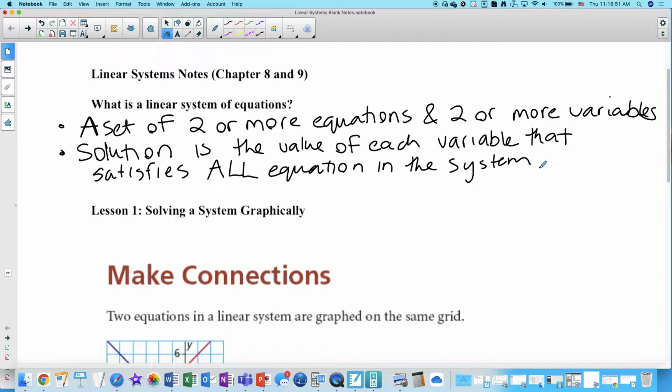Now, we're going to look at 3 strategies to solve these. Today, we'll look at solving them graphically. And then starting tomorrow and into next week, we're going to look at 2 different algebraic techniques. But that's basically what we're going to be doing for the whole unit, working with these types of equations, these sets of equations, and just looking at different ways to solve them. Okay? All right, let's start with graphically.